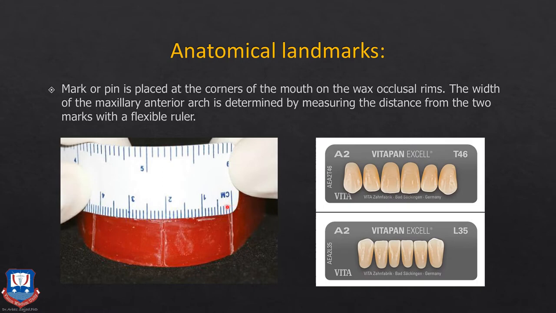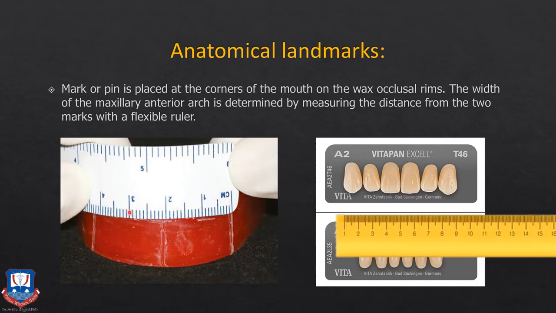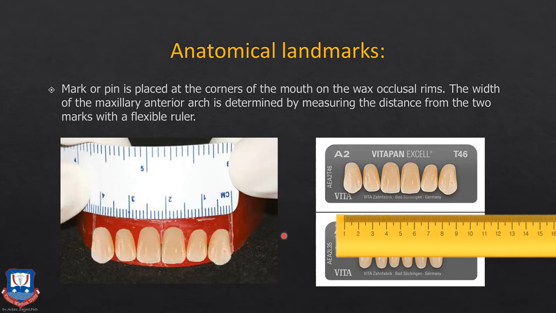So here, we measure this, and then this measurement is correspondingly measured on the tooth mold that corresponds to this measurement, and once we get the measurement, we can then decide on the form of the teeth that we need to select for the particular patient. That's it. So this is the mold that was selected for this patient because it was equivalent to the measurement from the corners of the mouth, and then the tooth mold can be.